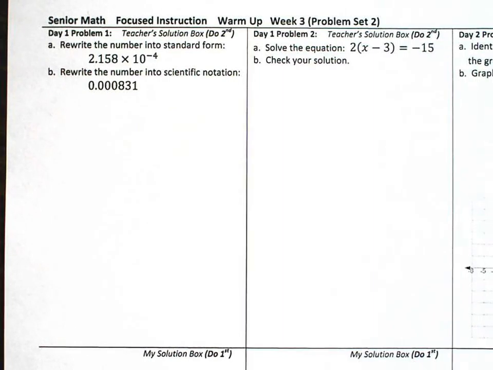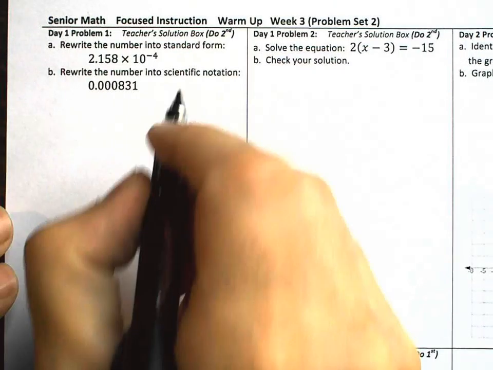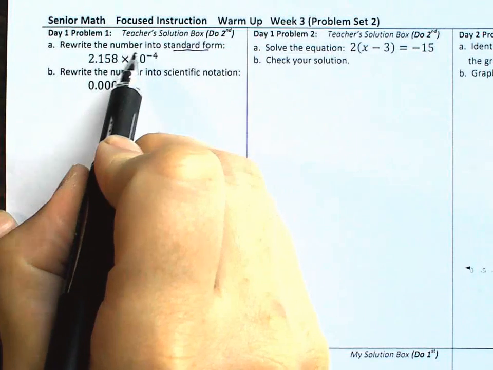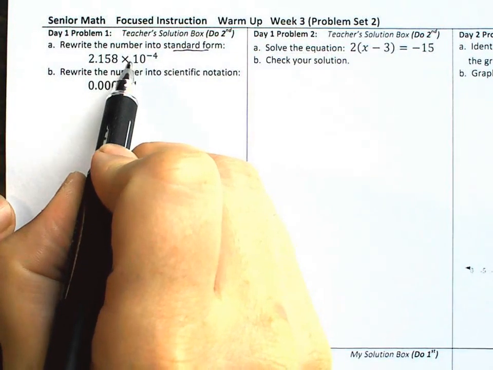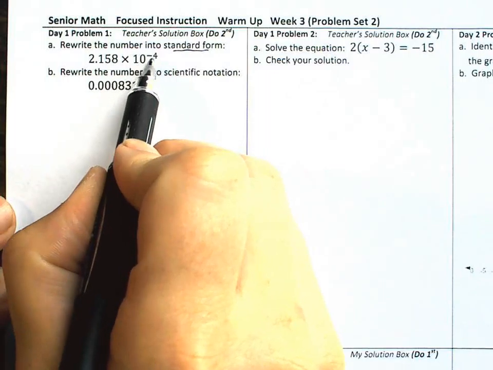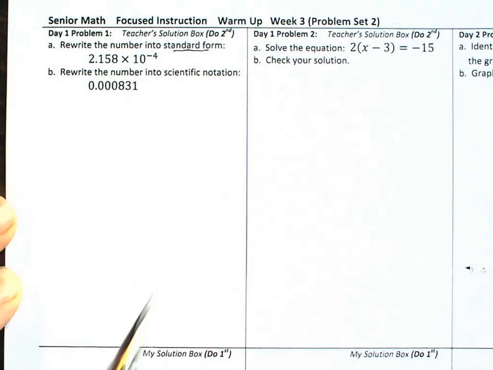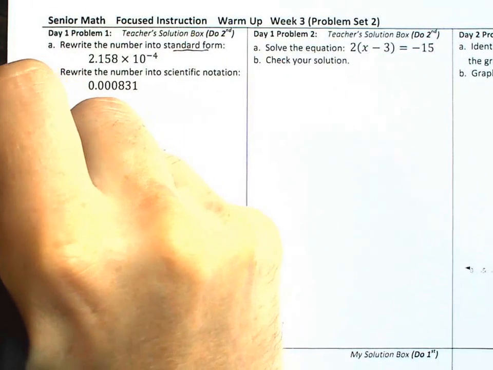Here's the solution to Day 1, Problem 1. In question A, rewrite the number into standard form. And we are given a number that is in scientific notation. It has this times 10 piece with an exponent, and that is scientific notation. I notice the exponent's a negative number here. So let's do part A.